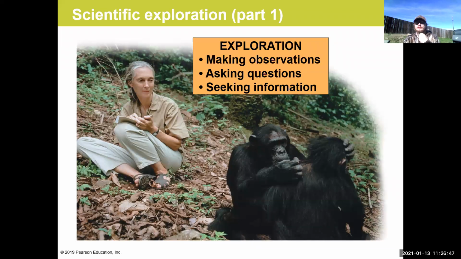Now, in the scientific method, we stated that it's this process of exploration, right? And so that first part again is making those observations. So for example, Jane Goodall, really famous for the observations she made in her research with chimpanzees. She made these observations, she went out, she studied the behavior of these animals, she gathered lots of data, and that led to more questions where she sought information.